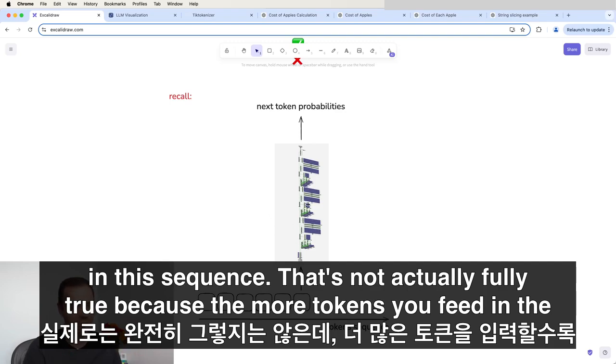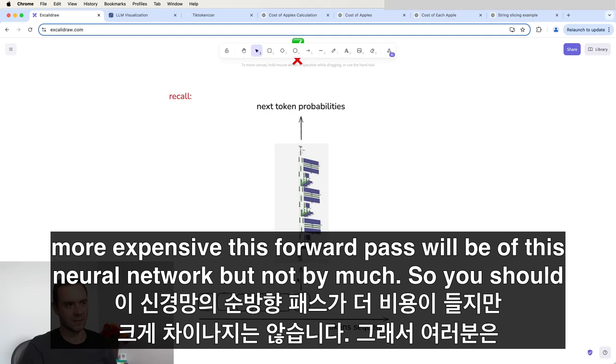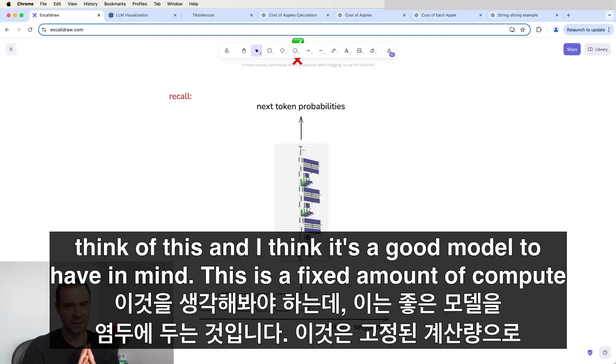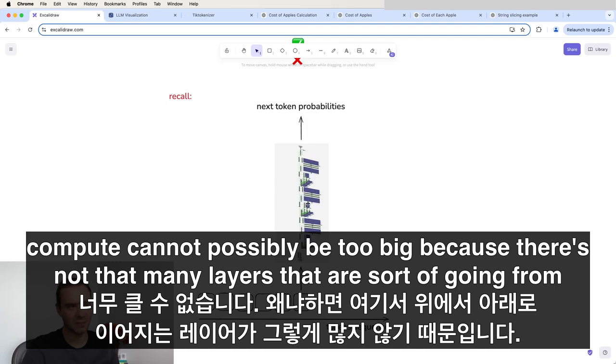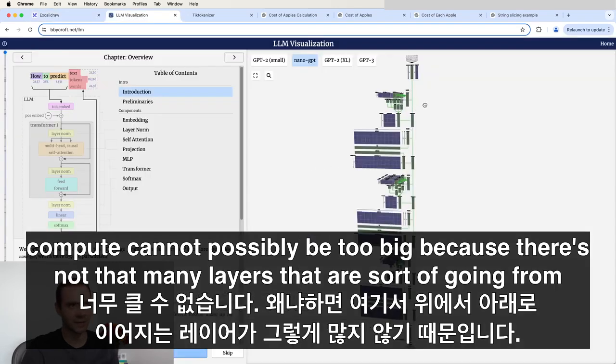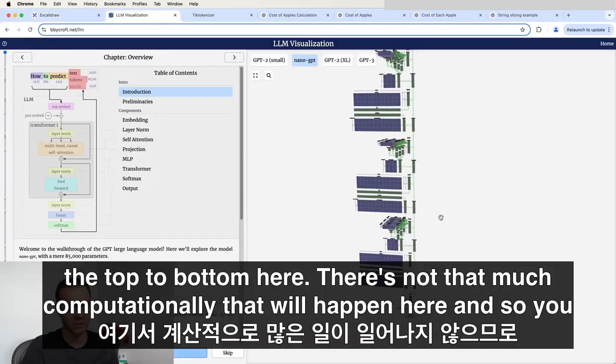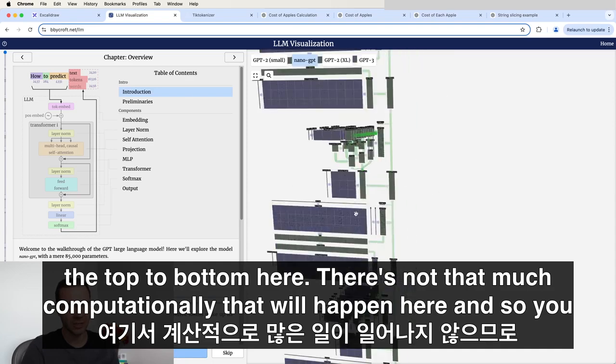That's not actually fully true, because the more tokens you feed in, the more expensive this forward pass of this neural network will be, but not by much. So a good model to have in mind is that this is a fixed amount of compute that's going to happen in this box for every single one of these tokens. This amount of compute cannot possibly be too big, because there's not that many layers going from the top to bottom here. There's not that much computationally that will happen here.